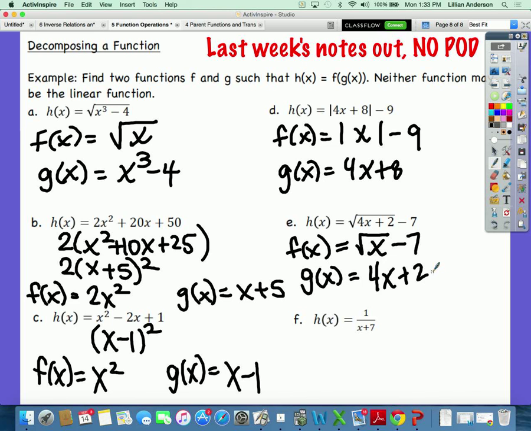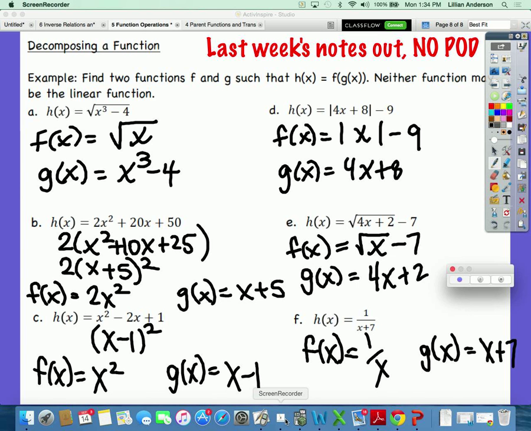Look at the next one. What's the parent function for f? It's the reciprocal function. What am I plugging into my reciprocal function? X plus 7. And what is the f? 1 over x. Questions on decomposing? Look at your homework. You had 2 of them on that homework sheet. I want you guys to take a minute, maybe a minute and a half, and decompose 9 and 10 from your homework.